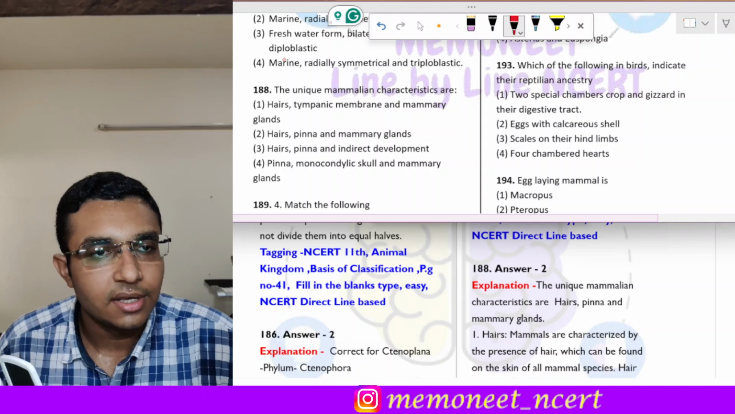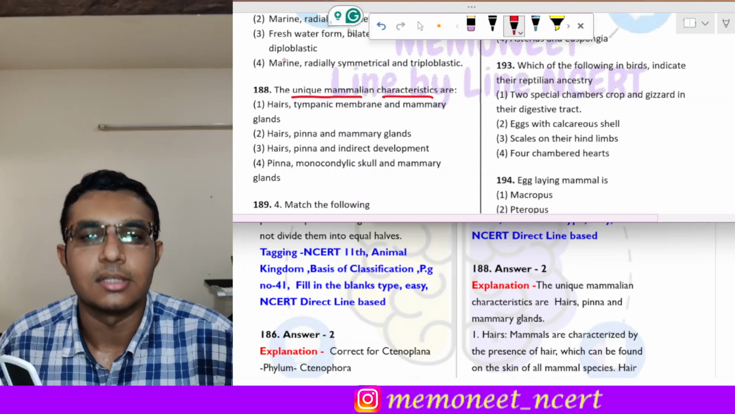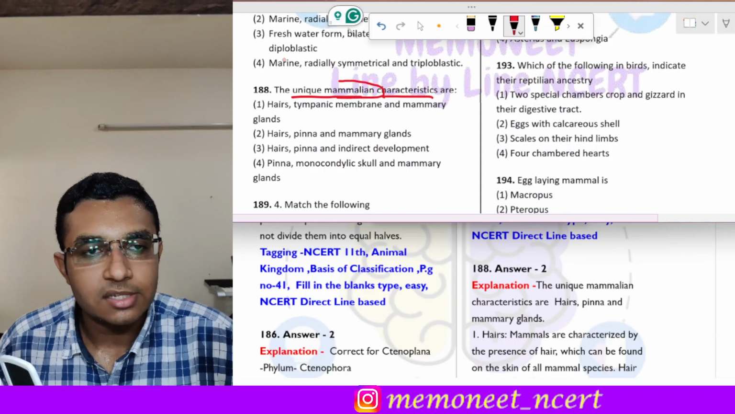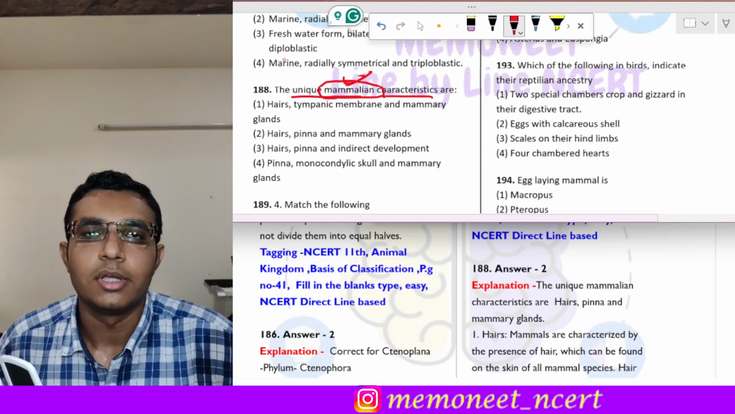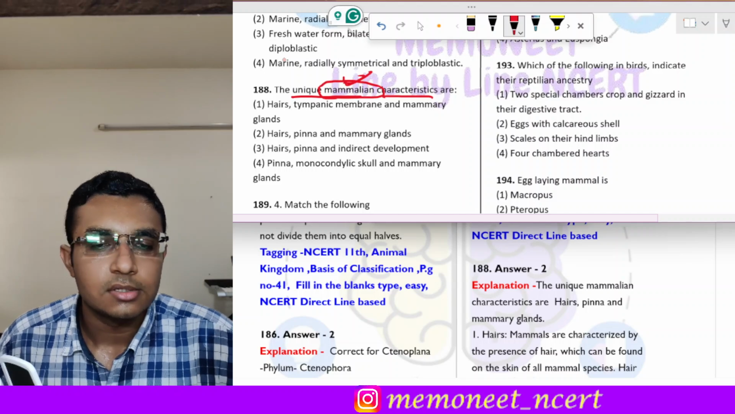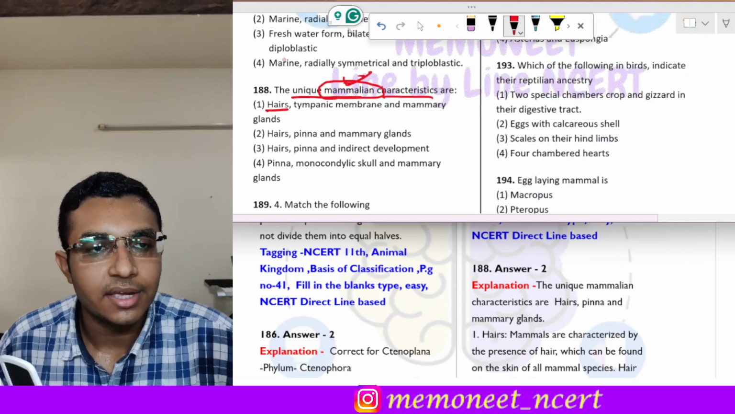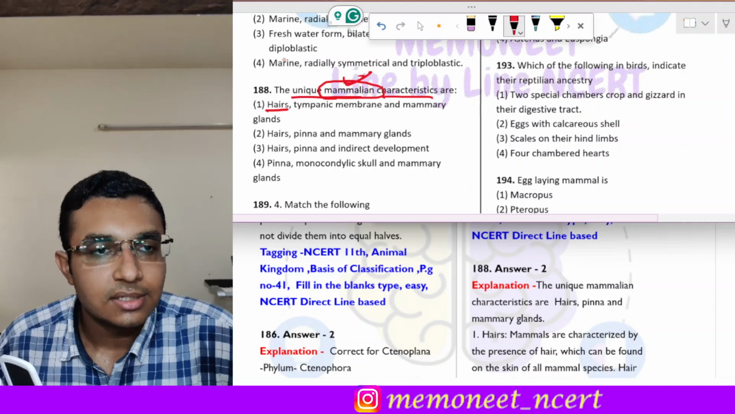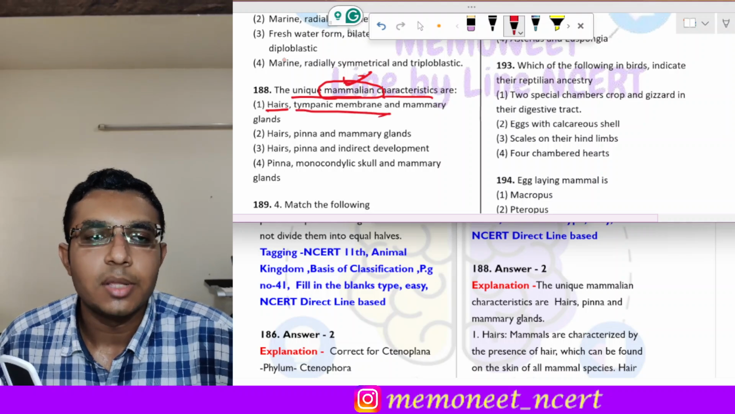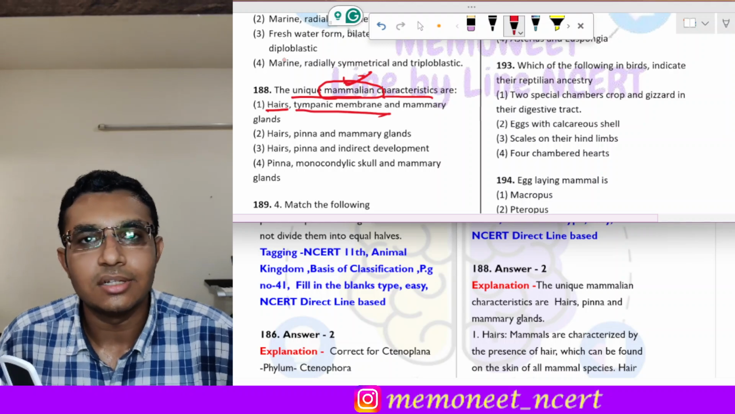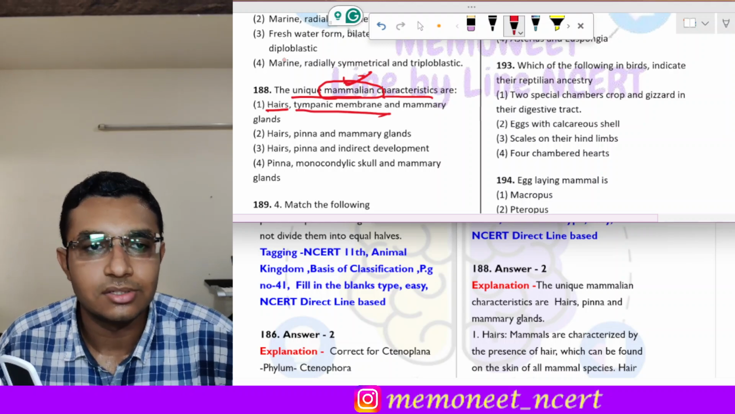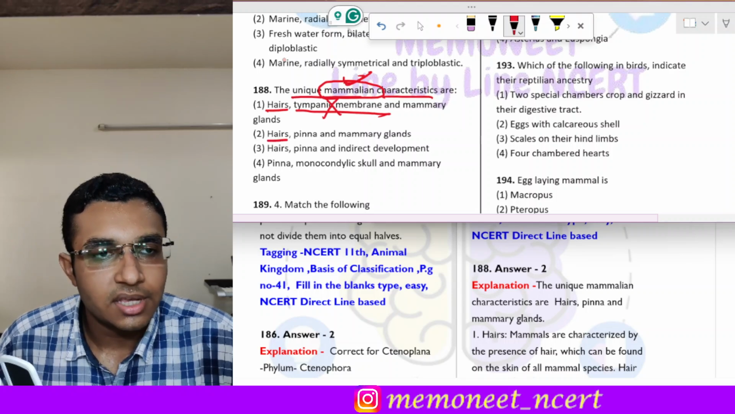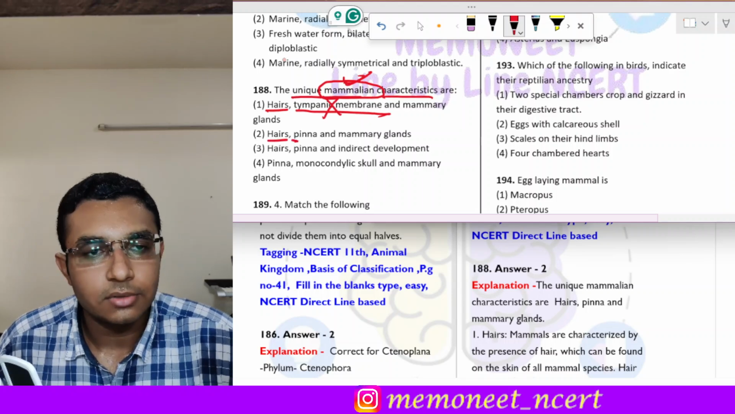It states that the unique mammalian characteristics are what? So which among the following characteristics are specific for the class Mammalia only? Okay, it is seen in mammals only. So let us see them one by one. First is hairs. Hairs is a unique characteristic of mammals, that is correct. Then second is tympanic membrane. Now tympanic membrane is not a unique characteristic of mammals. Okay, it is present in other classes also. So the first option is incorrect. The second option is hairs, that is the unique characteristic.